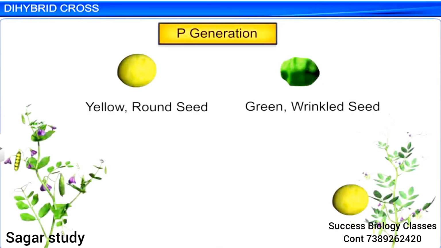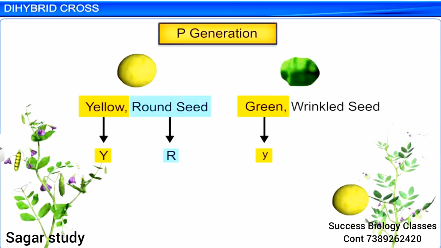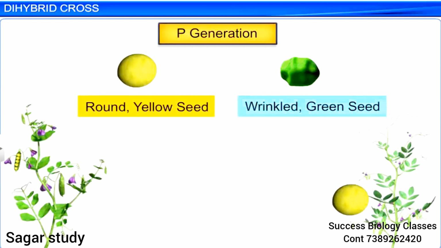Now, in Mendel's dihybrid experiment, let's denote the dominant yellow seed color with the genotypic symbol capital Y and the recessive green seed color with small y. Likewise, let's denote the round seed as capital R and the wrinkled seed as small r. The genotype of the parents can therefore be denoted as capital R, capital R, capital Y, capital Y, and small r, small r, small y, small y.